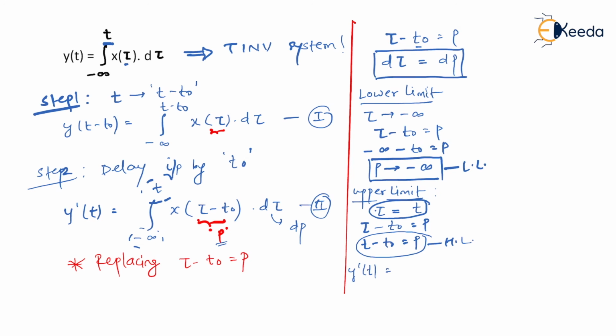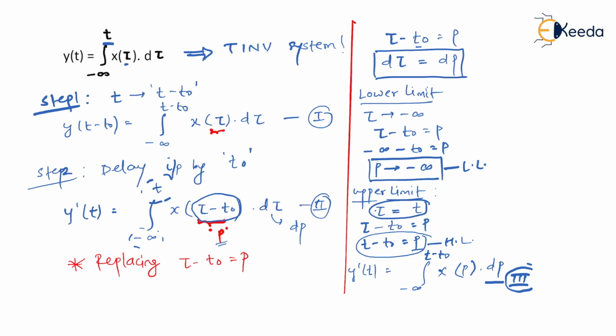So y dash of t is equal to, what is the lower limit? The lower limit is minus infinity. And what is the upper limit? The upper limit is t minus t naught, x of, what we had over here is tau minus t naught, which is replaced with p, and instead of d tau we have dp, right? Now if you see carefully, you have to make this equation number 3 and compare equation number 3 with 1. Equation 3 and equation 1 are exactly the same.